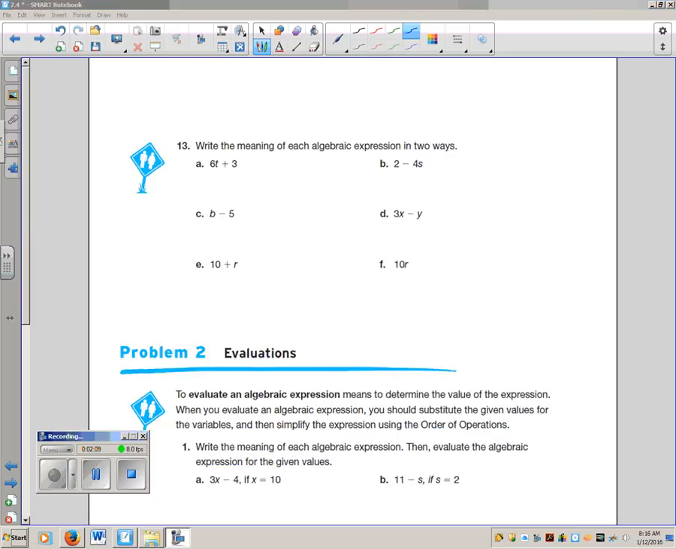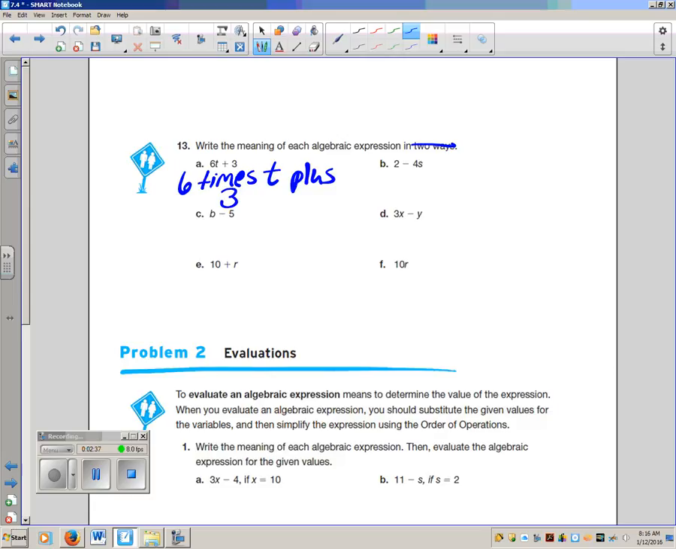Problem number 13. Write the meaning of the algebraic expression in two ways. We can just do one. 6 times t plus 3. Just write what the operation is and what's happening.